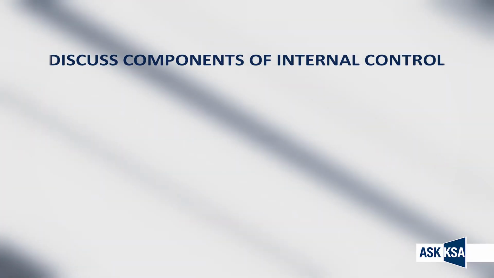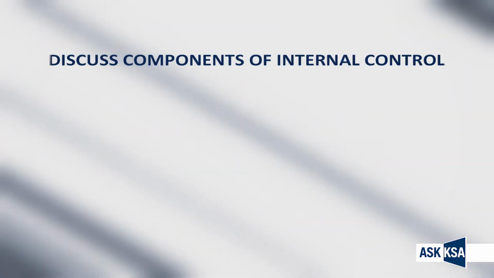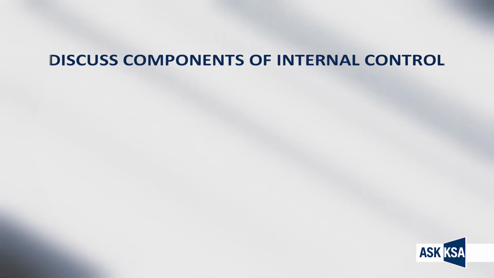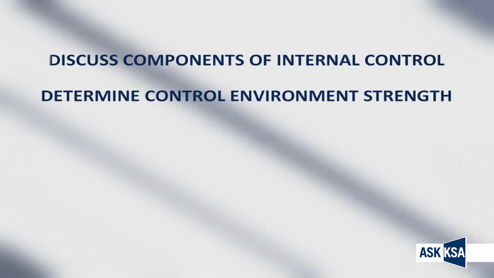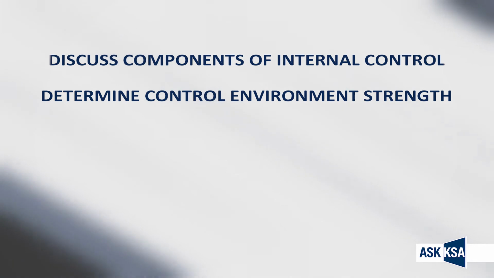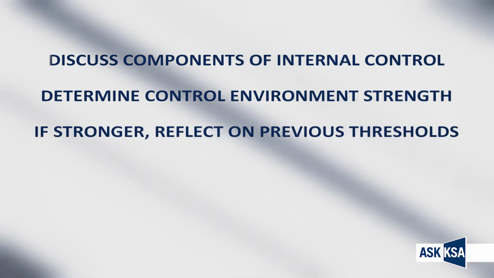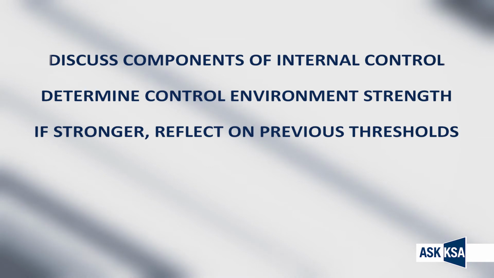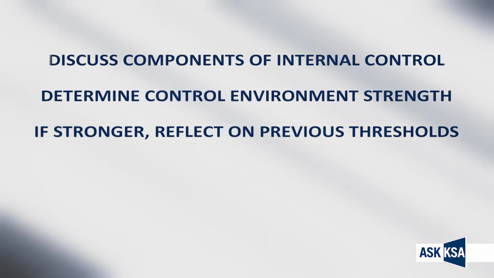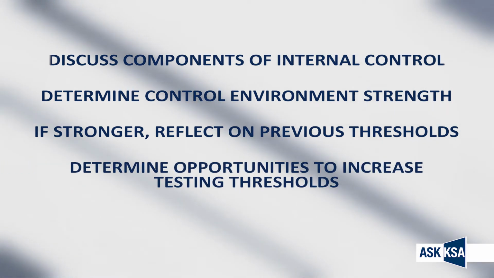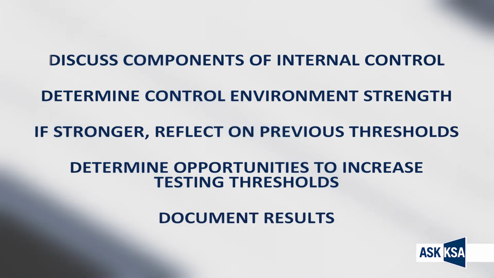Let me explain. If your client has a strong control environment, there may be an opportunity to increase thresholds as compared to a client with a weak control environment. Here are strategies to implement. Include the topic of components of internal control on the team planning meeting agenda. Discuss the overall control environment and conclude whether it is on the strong end or weak end of the spectrum. If the control environment is stronger, open up last year's file and reflect on thresholds used. Determine where the opportunity lies to increase testing thresholds. Document your results.